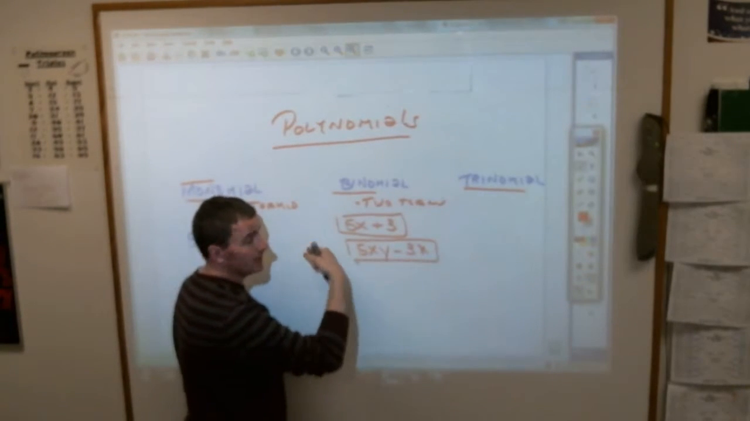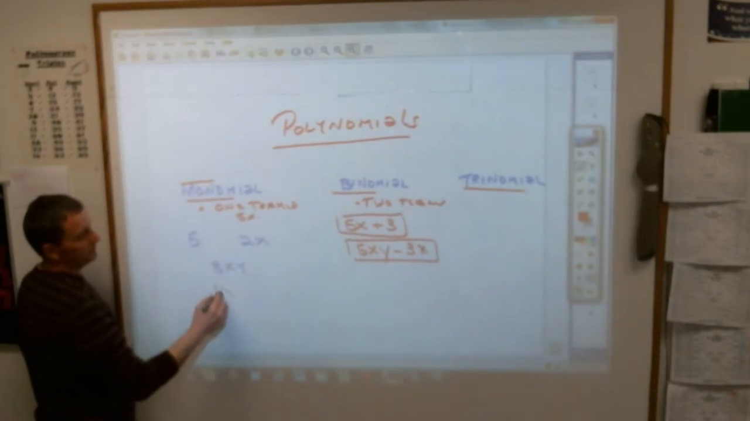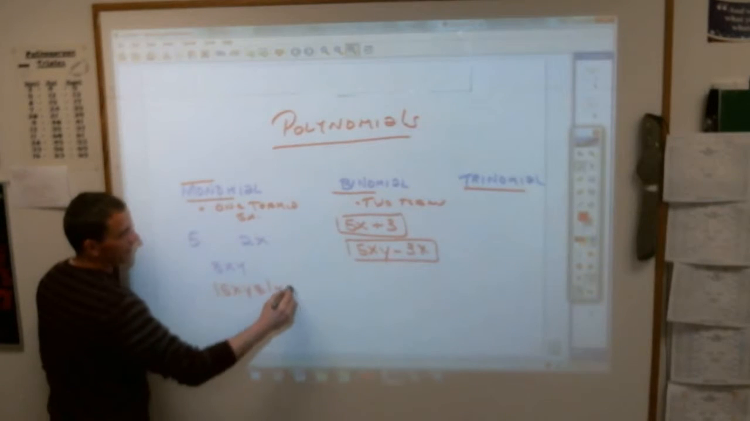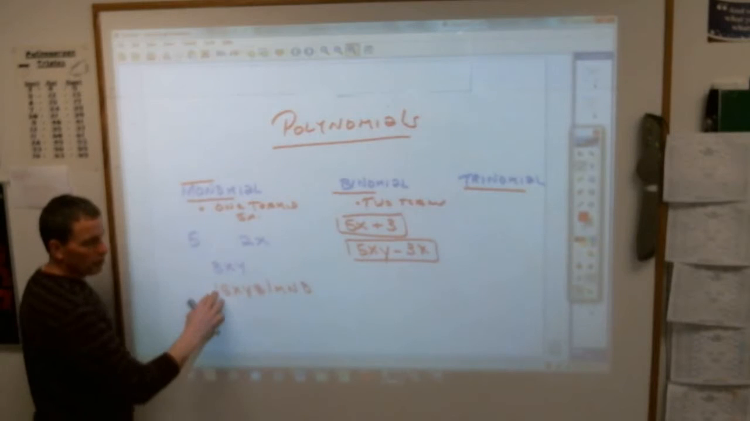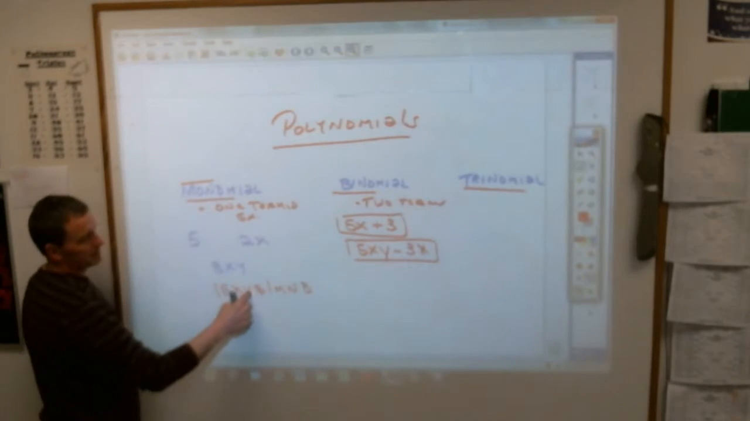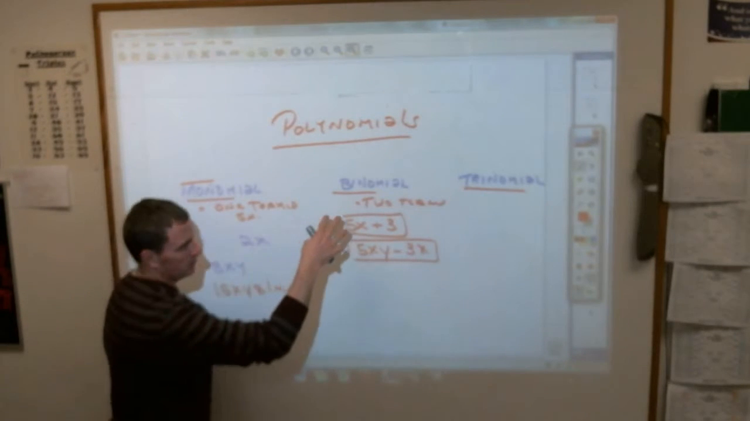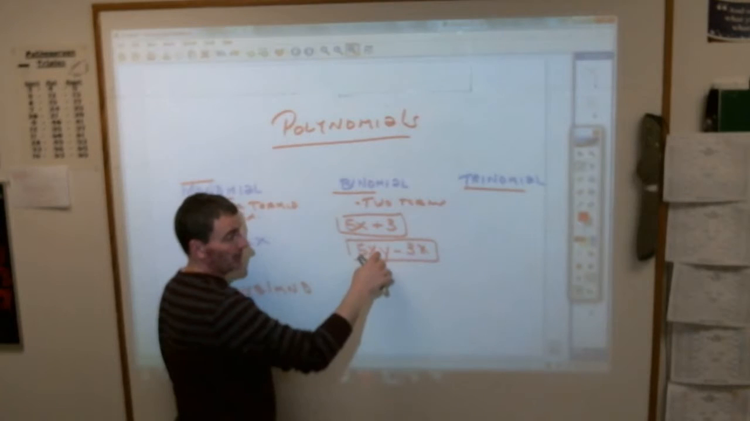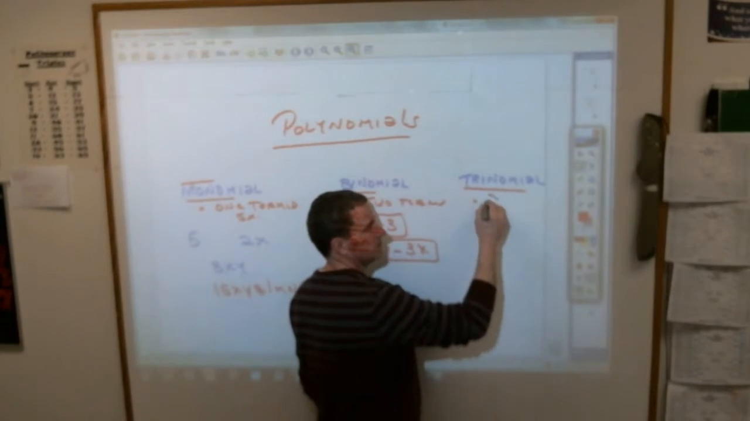And a term can be as long as you want. I could have a monomial that looks like this. It could be 15xyzlmno. This is all one term because it's all one big multiple. 15 times x times y times z times l times m times o. All one thing. Terms are separated by addition and subtraction signs. So this has 2 terms. That has 2 terms. Then a trinomial, ladies and gentlemen, means 3 terms.